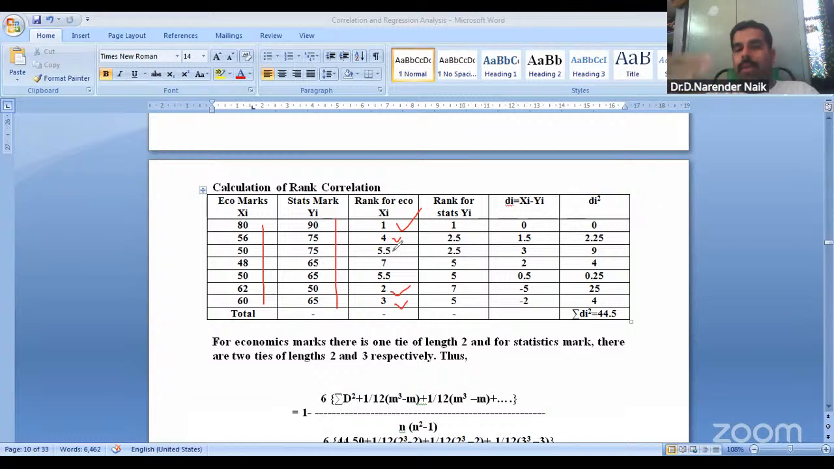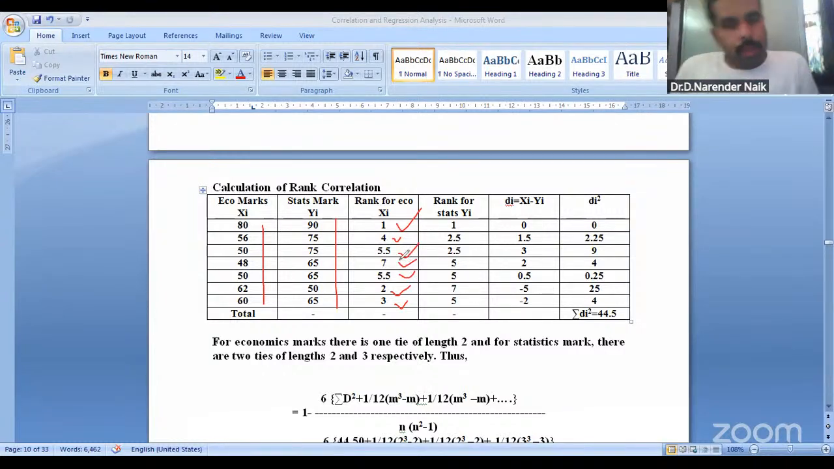This is important when compared with when equal ranks are not given, that is 6 sigma d square by n into n square minus 1, 1 minus that. So this is important. This point you should remember. Then you are going to solve the problem in rank correlation when equal marks are secured by two students.